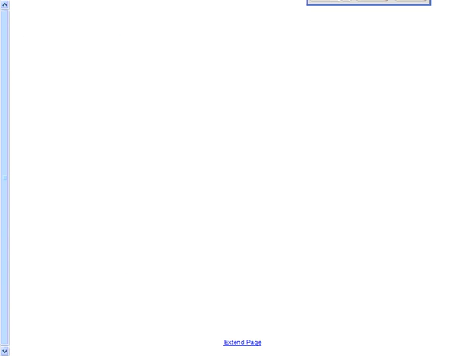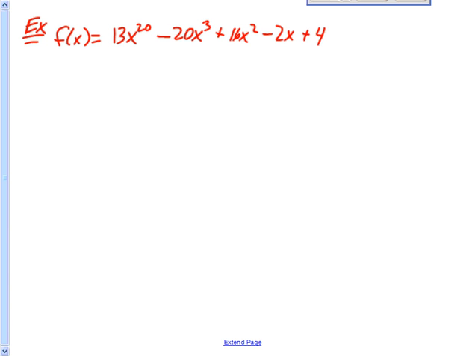Let's do another one real quick. Let's describe the end behavior of f of x equals 13x to the 20th minus 20x cubed plus 16x squared minus 2x plus 4. Again, all we care about is that leading term. So number one, is n even or odd? Well, n is 20. n is even.